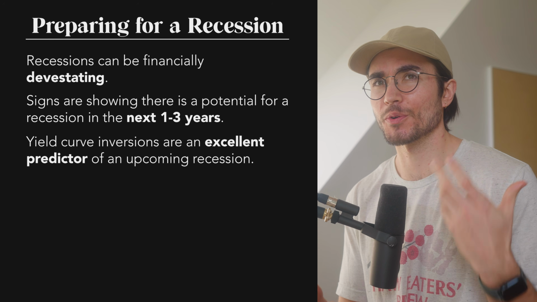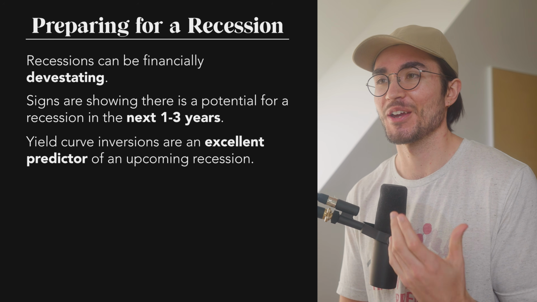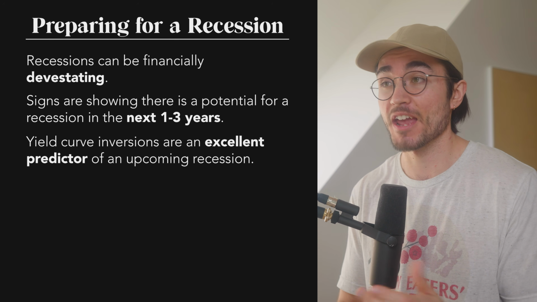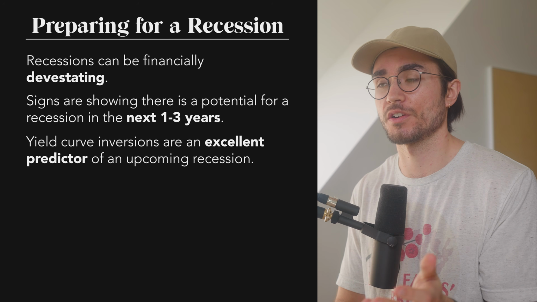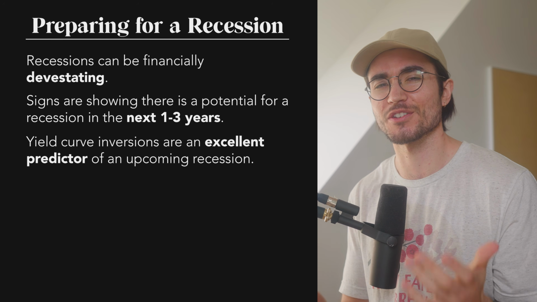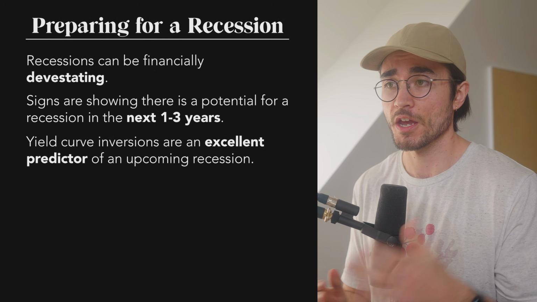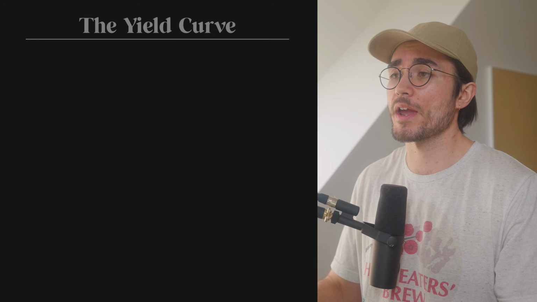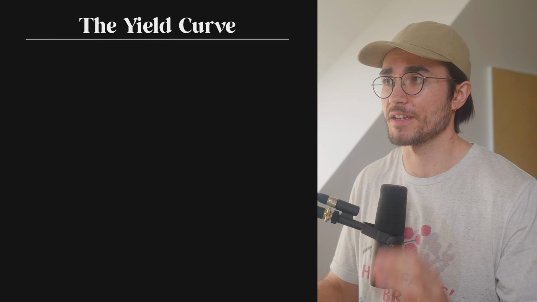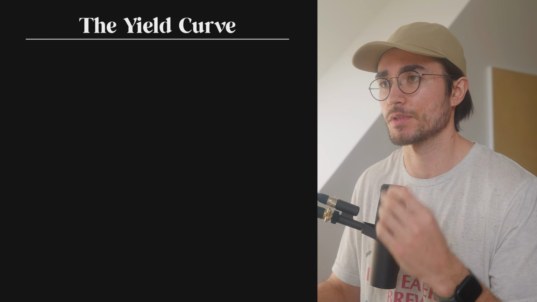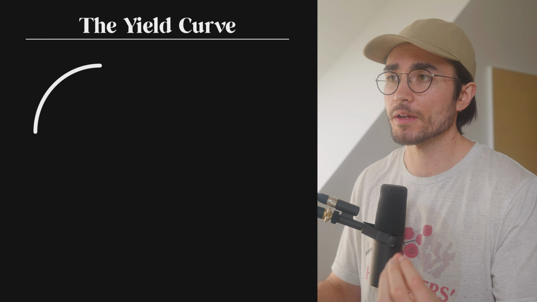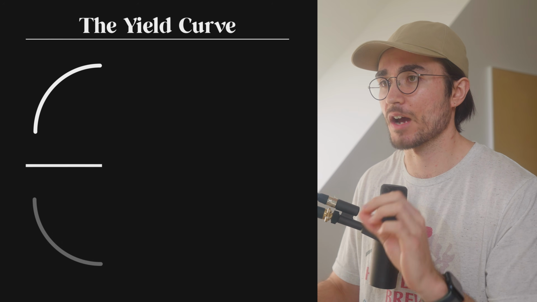But this is probably going to prompt a few questions from you, like what the heck is a yield curve? How fast does a recession actually arrive? And what actually is a recession in the first place? Well, first of all, a super simple way to think about the yield curve is that it has three basic shapes, okay? There's upward sloping, there's flat, and there's downward sloping.